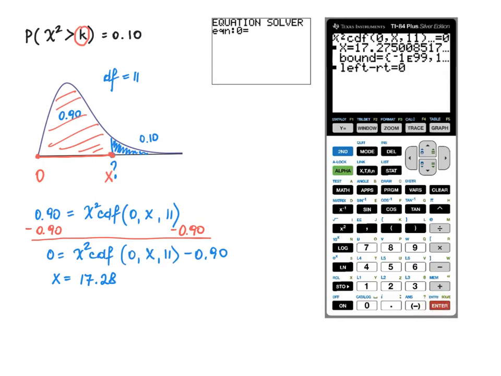This is how an older TI-84 can handle solving equations for chi-square distribution when you know the area corresponding to some mystery point and you want to find what that point is.